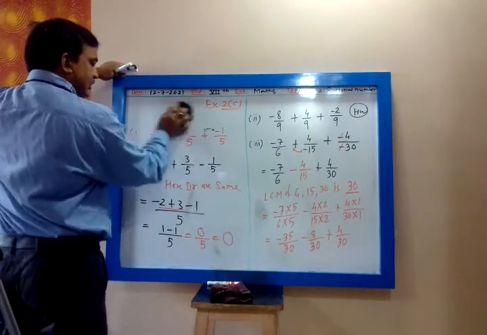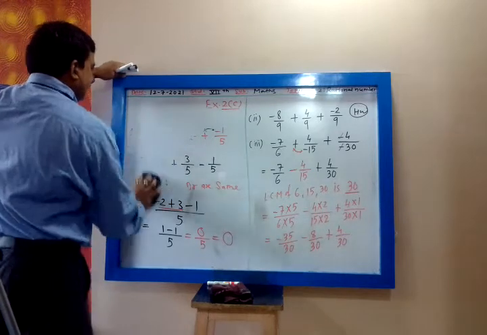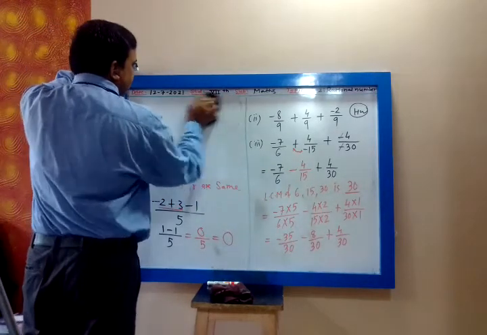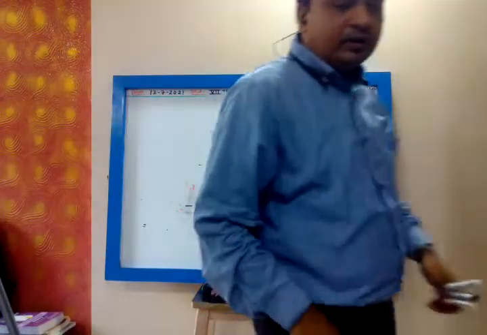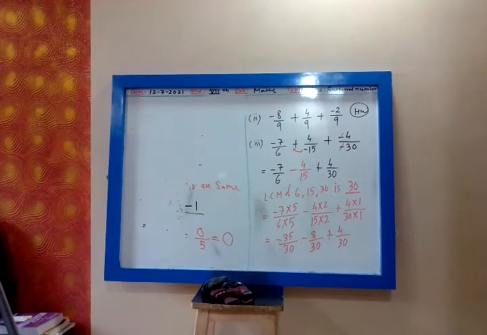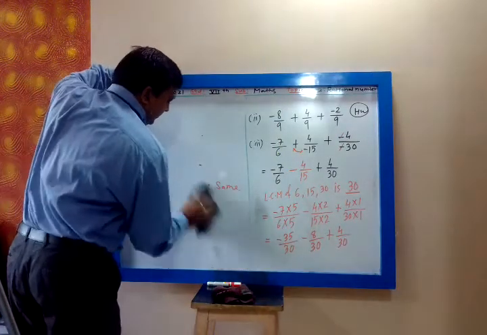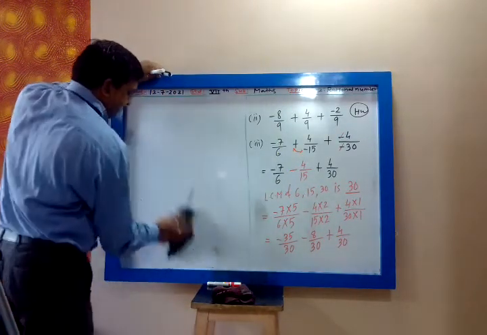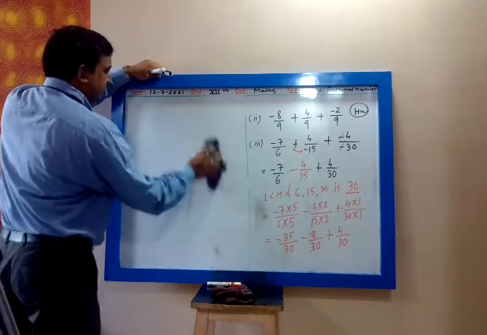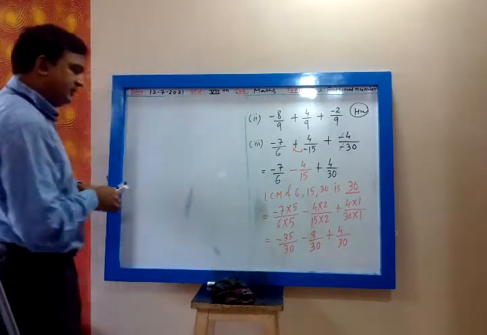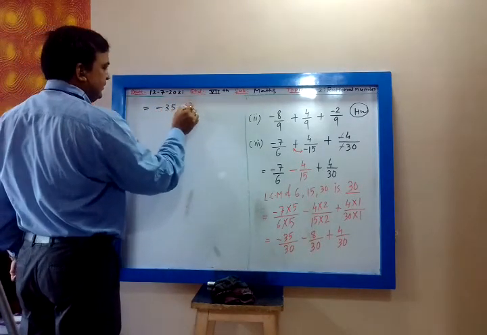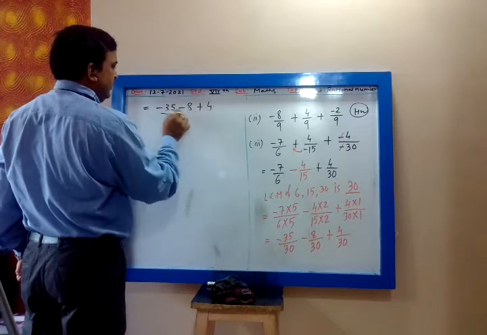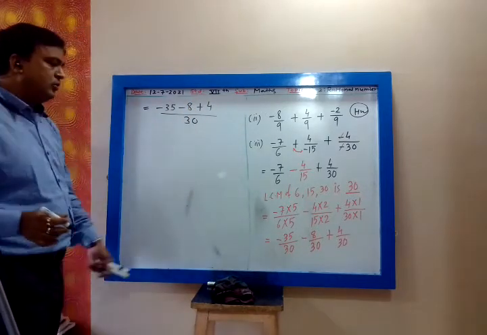Now the denominators are equal, so we can simplify the numerator because the denominators are equal. So this will be minus 35 minus 8 plus 4 whole divided by 30. We take denominator 30 common.